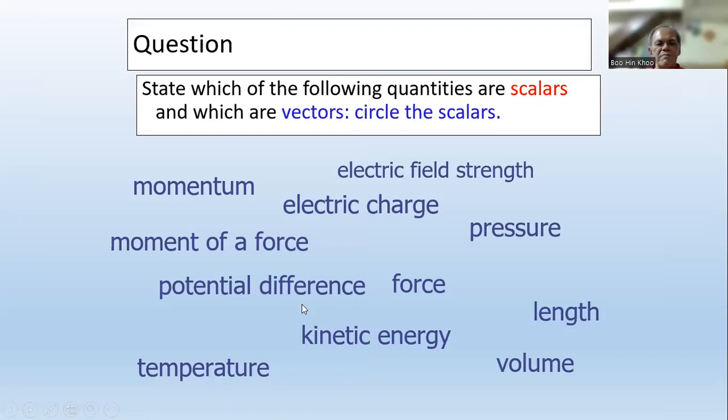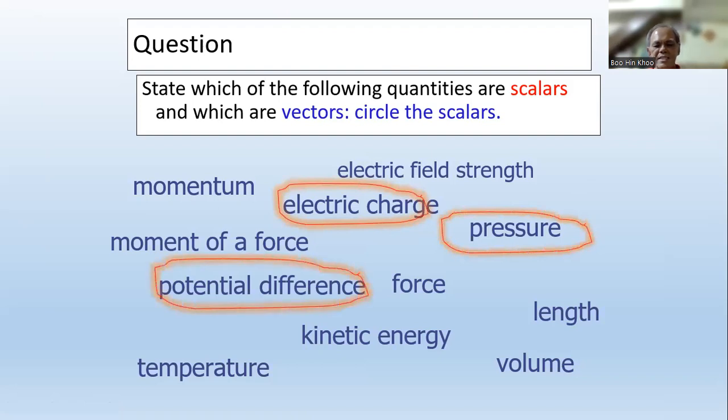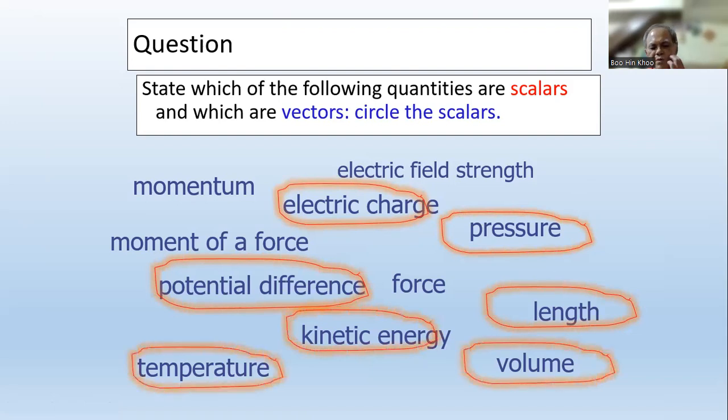State which of the following quantities are scalars and which are vectors. Circle the scalars. Have a go. Electric charge is a scalar. Pressure is a scalar. Potential difference is a scalar. Length is a scalar. Kinetic energy is a scalar. Temperature is a scalar. Volume is a scalar. The others are vectors.